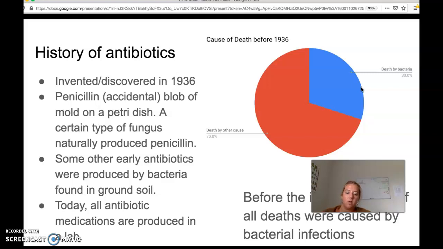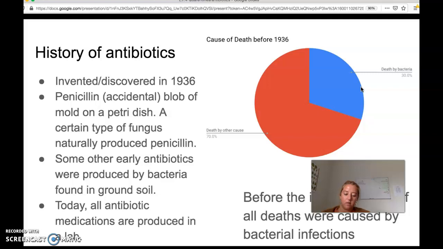By far, this advent of antibiotics is very important, though, because it almost always will help fight the bacterial infection if taken in time. So penicillin, which is actually a type of mold or fungus, grew in a petri dish. This is how it was invented. This is what you need to write down. Grew in a petri dish. It's a certain type of fungus that naturally produces penicillin.